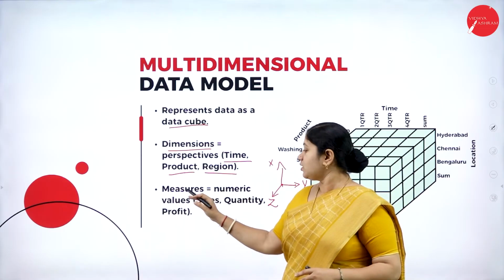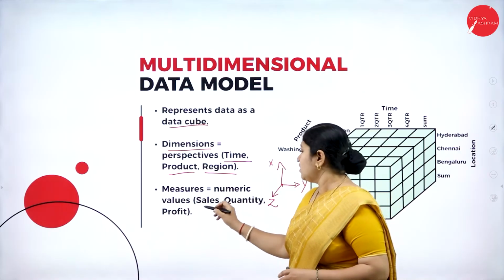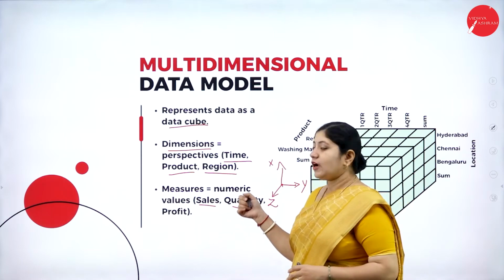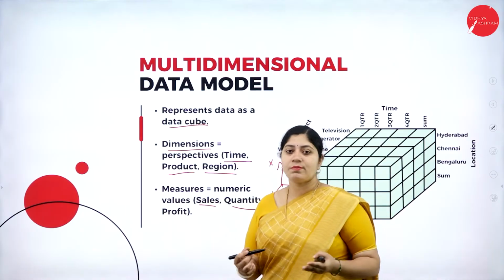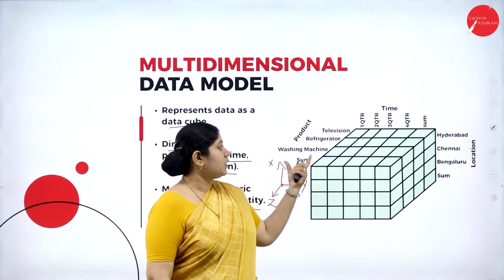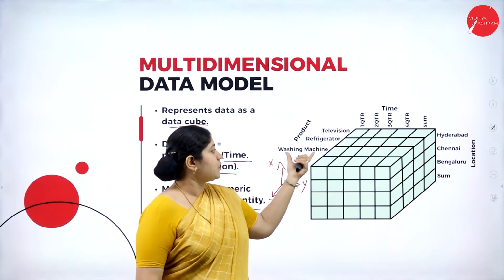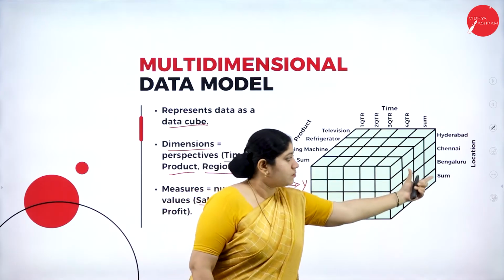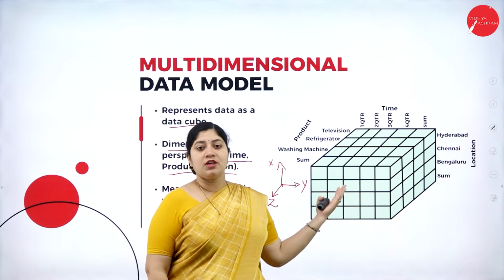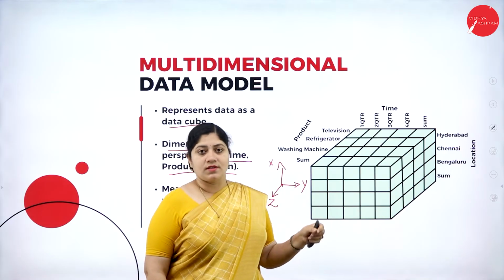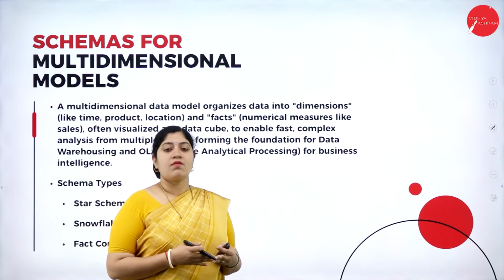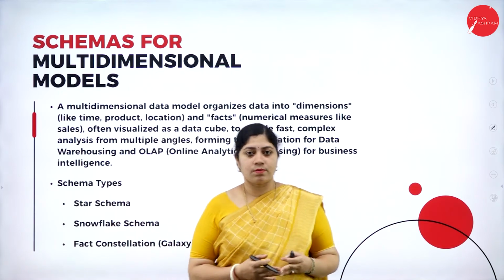Now, how is it measured? It is measured by numeric values, such as sales information, quantity information, as well as profit or loss information, or all of them can be depicted in a cube form. Now, as you can see here, it has been represented with product, time, as well as location. So, in this type, the information can be represented in a very easy format, and it is called a multi-dimensional data model. Now let's see and understand what the schemas for multi-dimensional data representation are.